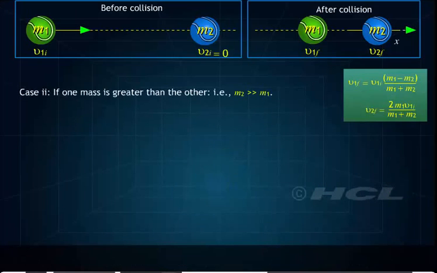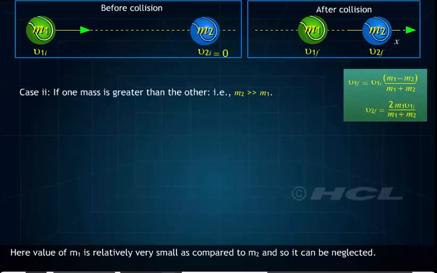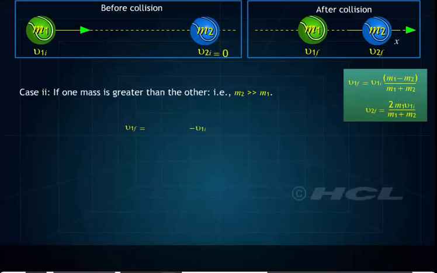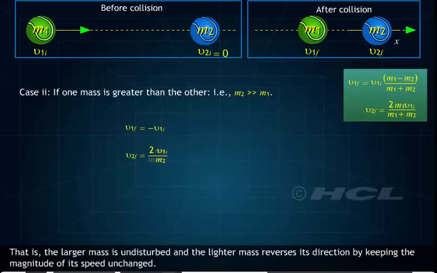Case 2. If one mass is greater than the other, for example, m2 greater than m1. Here the value of m1 is relatively very small as compared to m2, and so it can be neglected. Then substituting this in the two equations we get v1f equals minus v1i, v2f equals 0. That is, the larger mass is undisturbed and the lighter mass reverses its direction by keeping the magnitude of its speed unchanged.